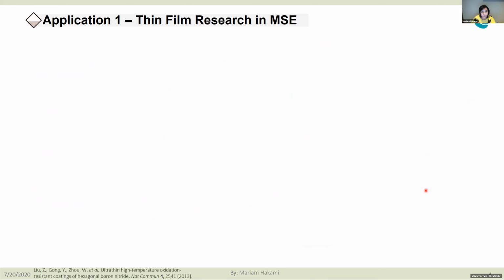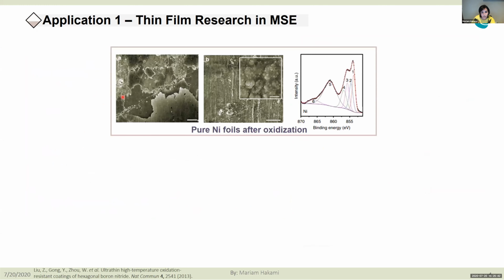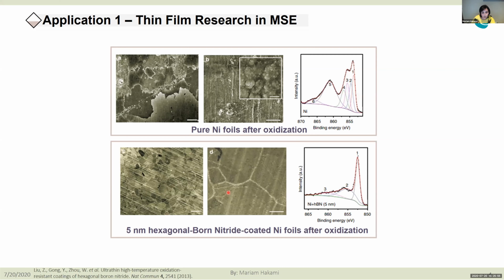After that, I'll speak about some applications. We can use it in material science and thin film research. Here we have a pure nickel foil after oxidation, and here we can see the chemical state of the oxidation level of the nickel. After we treat it, or cover it, with boron nitride, we do the XPS again, and you can see that this chemical state of the nickel is not there anymore. We can get this information from XPS.